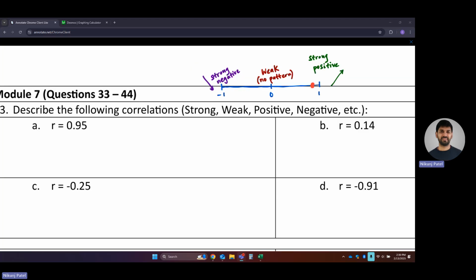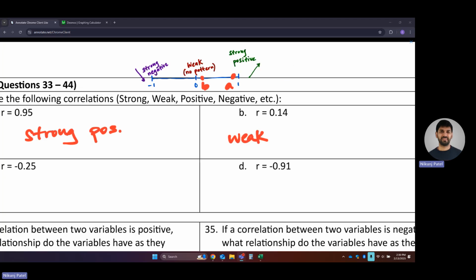So for part A, for example, 0.95 is all the way on the right side there. So this would be a strong positive since it's all the way on the right. Looks like B is 0.14, so it's probably closer to the middle. That's a weak relationship. It's on the right side. We're going to call it a weak positive relationship.